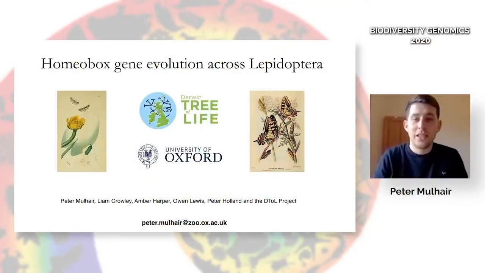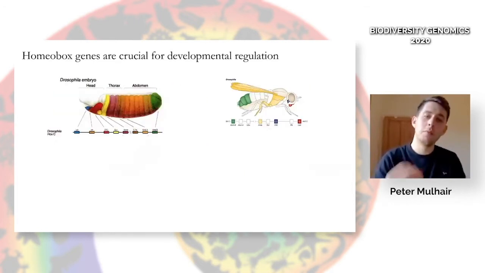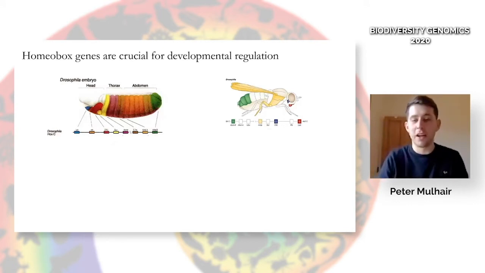Hi, thank you very much. Today I'm going to be talking about our analysis looking at homeobox gene evolution across Lepidoptera in collaboration with the Darwin Tree of Life project at Oxford. So homeobox genes, we know, encode transcription factors that are crucial for the regulation of development. They've been annotated in a cluster of genes and are important to tell cells where to go during development.